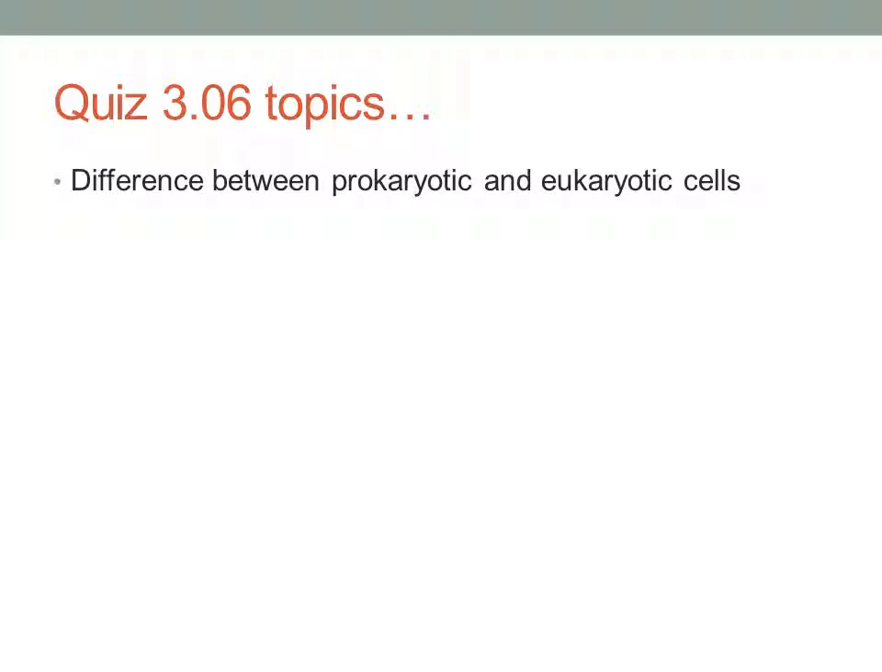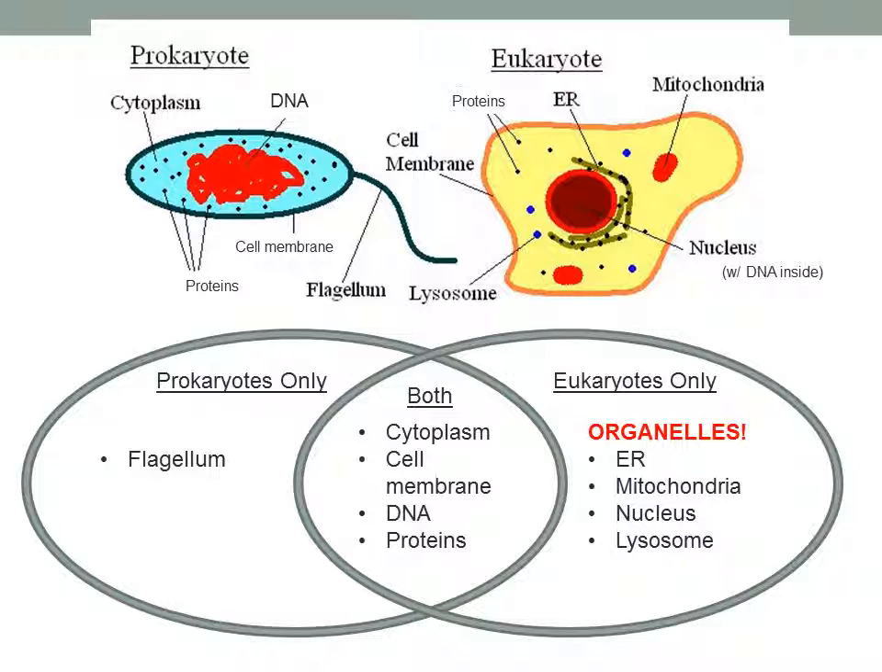So the quiz topic today is going to be about the difference between prokaryotic and eukaryotic cells. These are both types of cells. They're the two most general categories if we were to categorize different types of cells. So here you see at the top a picture of a prokaryotic cell versus a eukaryotic cell. If we were to fill in the Venn diagram below, where we would have prokaryotic cell characteristics on the left, eukaryotic cell characteristics on the right, and then shared characteristics in the middle, that's what you would see.